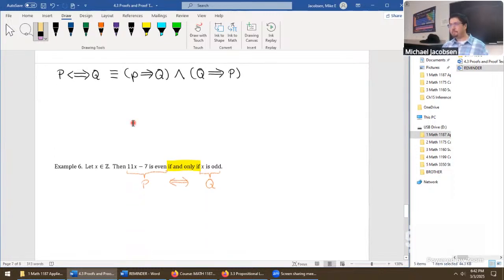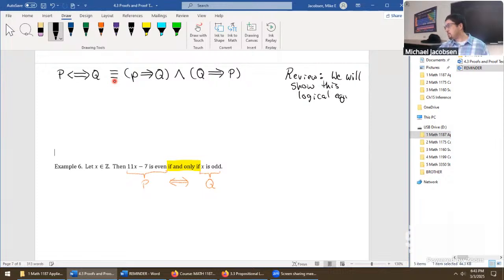But first, how about a quick review problem as well? It's been a while since chapter 3, and we're seeing chapter 3 is really, really pivotal. So let's do a review problem where we do the following. Review. We will show this logical equivalence holds.